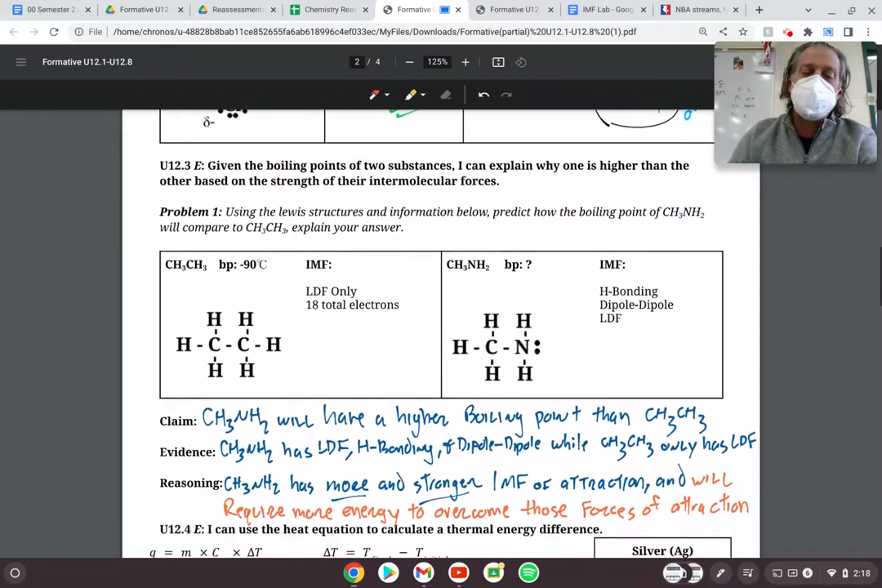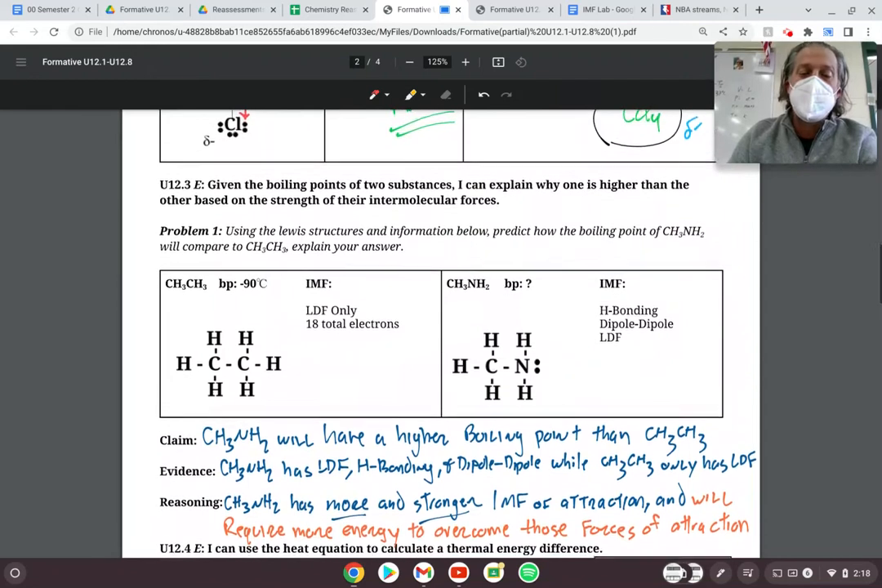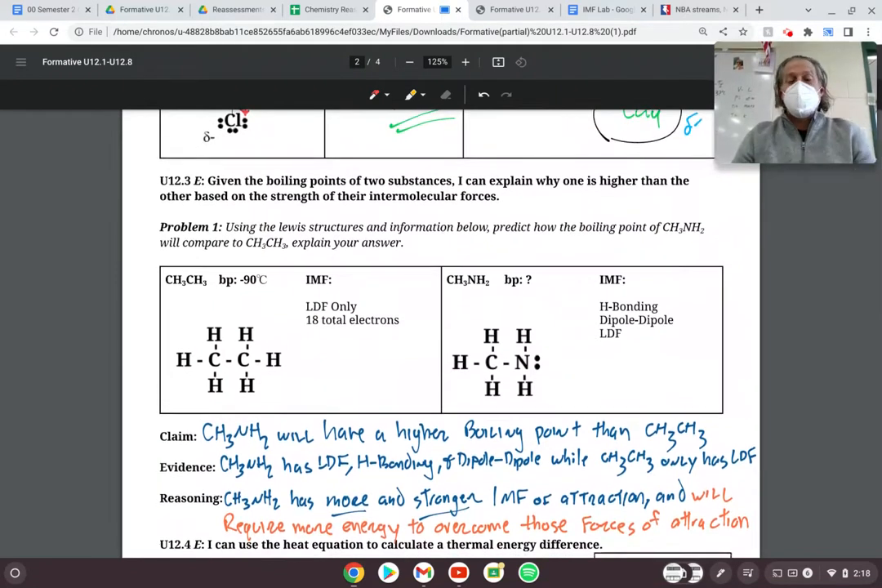In the next section, you are asked to identify which one of the following substances would have a higher boiling point. The correct answer here for your claim is going to be CH3NH2 will have a higher boiling point than CH3CH3. The evidence that you could provide is CH3NH2 has London dispersion forces, hydrogen bonding, and dipole-dipole intermolecular forces of attraction, while CH3CH3 only has London dispersion forces.